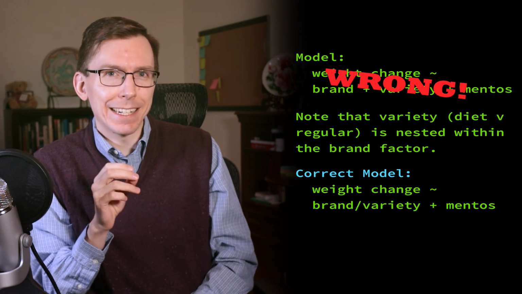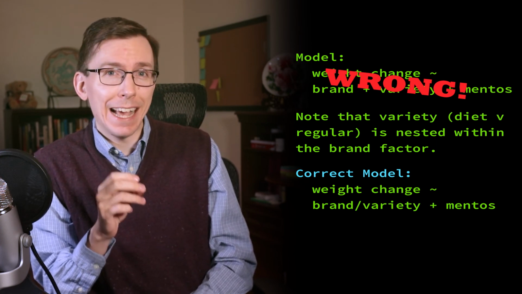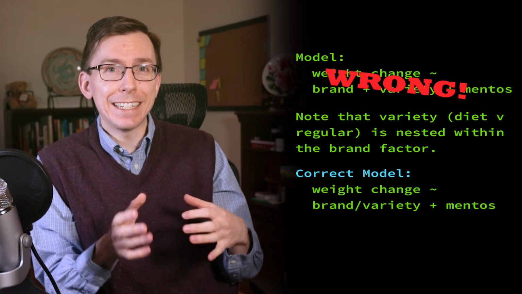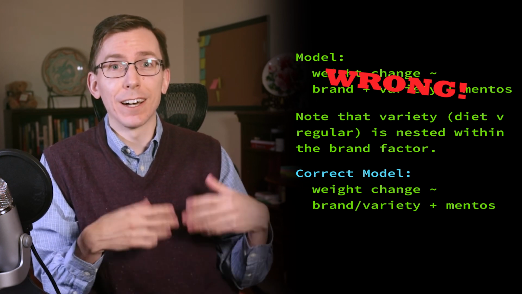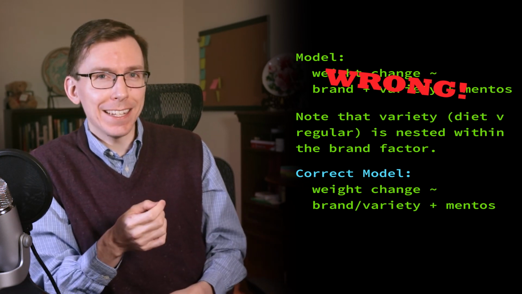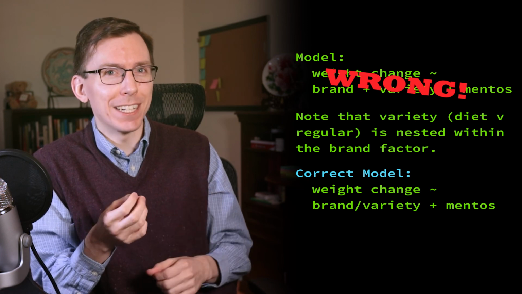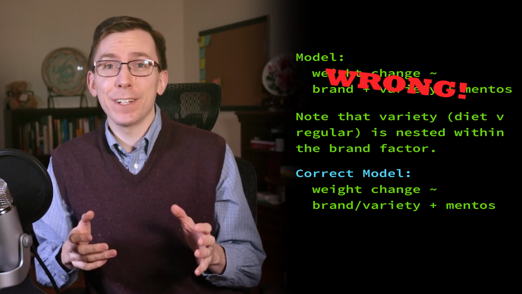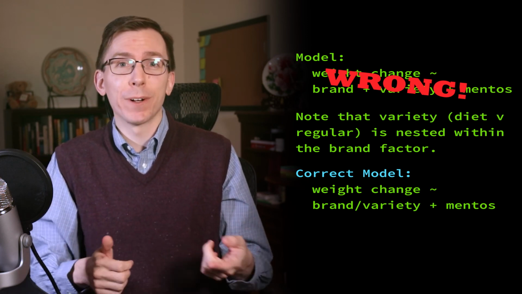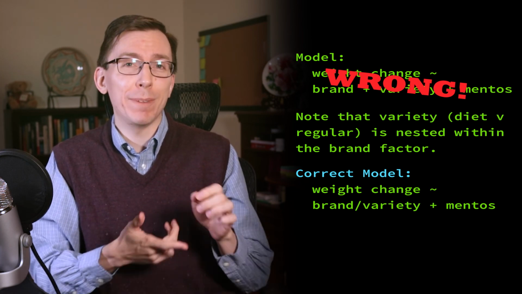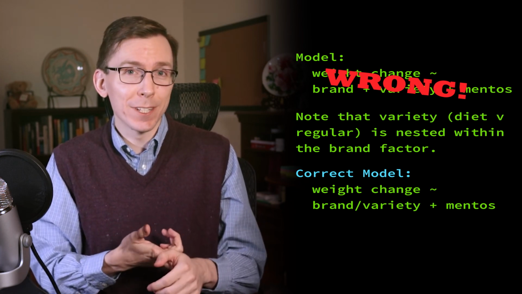Now, because of this nesting, we're going to need 3 degrees of freedom to test the variety factor instead of just 1 if it were not nested. And recall that these degrees of freedom are the currency of statistical testing. Every degree of freedom corresponds to something that we're going to be estimating and something we're going to be testing. So we need to use them wisely.